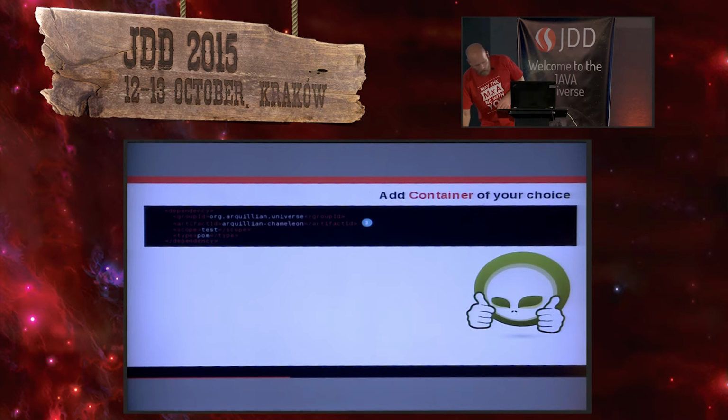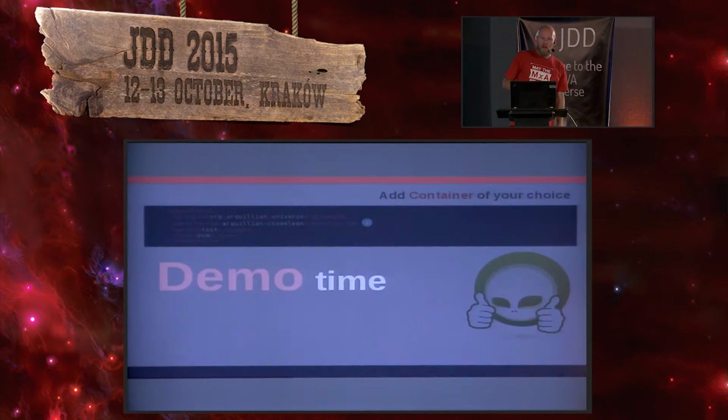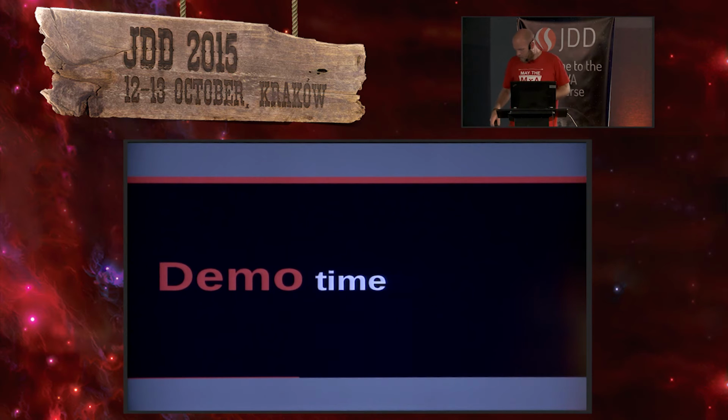And yeah, so to add a container of a choice, in this case, we're using the Arquillian Chameleon container, which is not really a container, it's a proxy container. It's a simplified view of a container again. So it can run any other container. So let's just see how that runs from pure Arquillian.